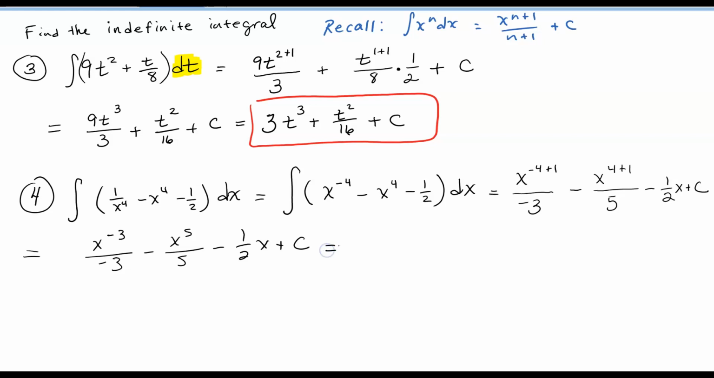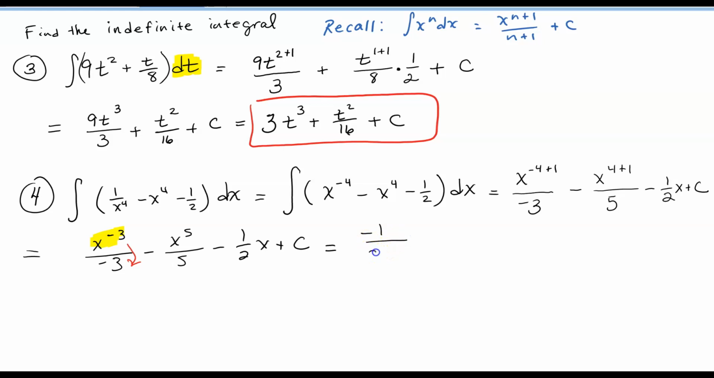Now there's just one more step to making this look pretty, and that is to bring this x to the minus 3 down to the denominator because it is a negative exponent. So we're going to clean it up just one more step. Okay? I'm going to end up with a negative 1 on the top because it's negative in general because of the 3 in the denominator.